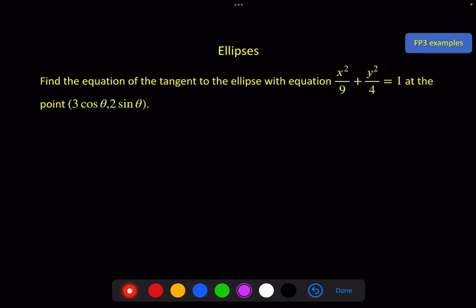So find the equation of the tangent to the ellipse with the equation this at the point this. So what we need is to differentiate our equation to find the gradient, put in the coordinates of the point that we want, find out what that gradient actually is, and then put it into the straight line equation. Differentiating this, you can do it in two ways. On this first question, I'll do both ways to show that they give you the same answer.